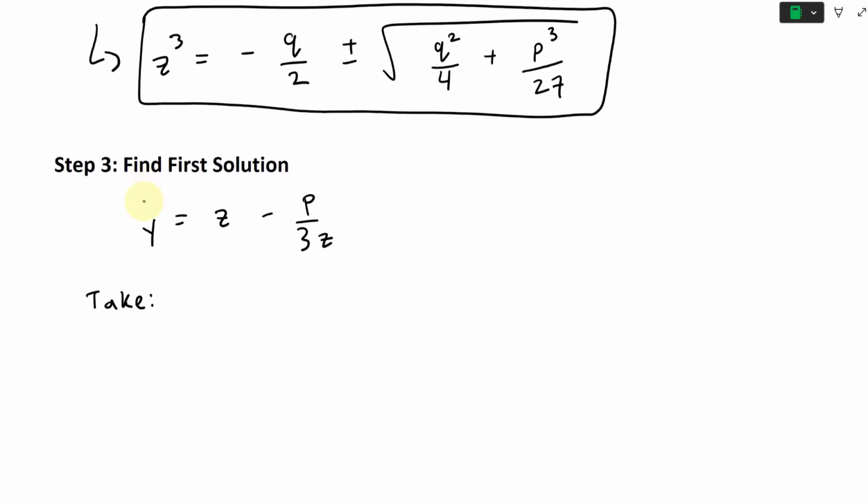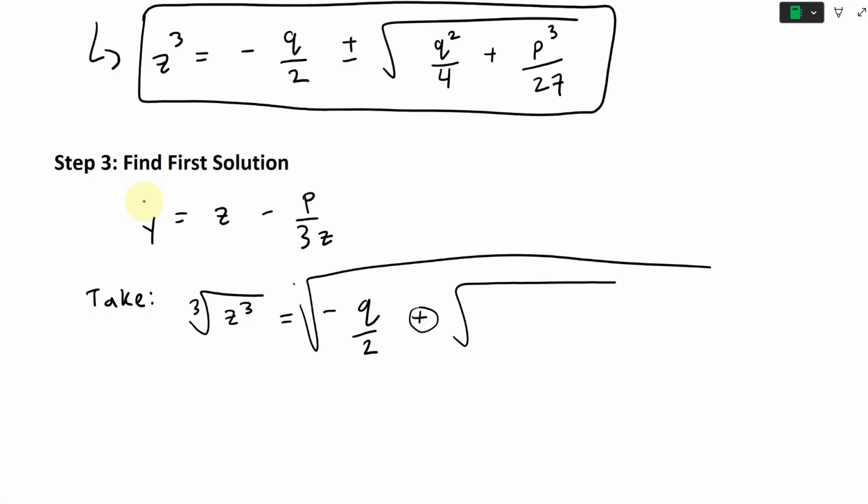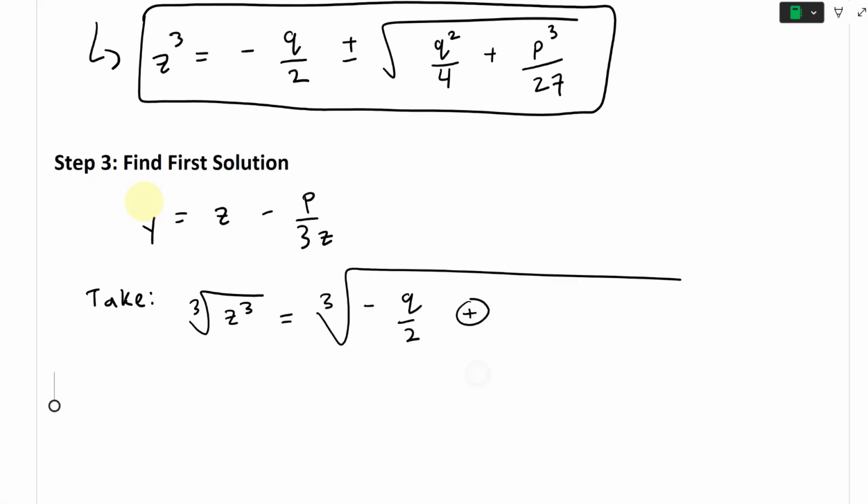Okay, and then we'll just take the cube root of z cubed, which equals negative q over 2, and then we'll take the plus. So we're taking the plus as opposed to the minus. This is a cube root of this whole thing. So cube root of negative q over 2 plus, now instead of the minus, we do the plus, square root of q squared over 4 plus p cubed over 27. And yeah, the cube and the cube root cancel out. We're just going to get a z. So this equals our z.